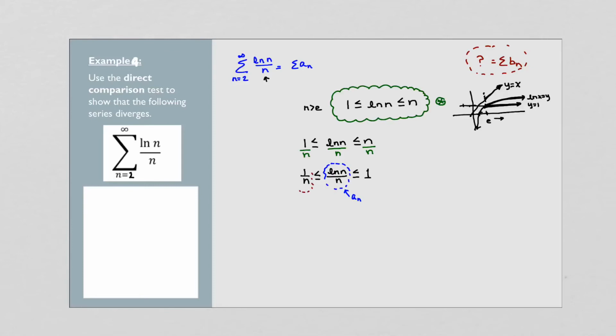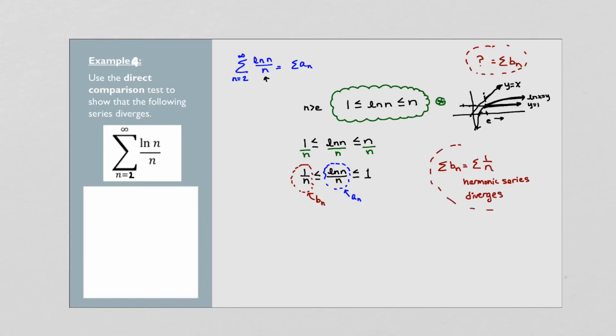I think that means that we want to choose b sub n to be the series that corresponds to 1 over n. In other words, I'm going to select b sub n to be the series 1 over n. Why? Because I know what that series does. What kind of series is this? This is our harmonic series, remember? This is our harmonic series. And what does our harmonic series do? It diverges.